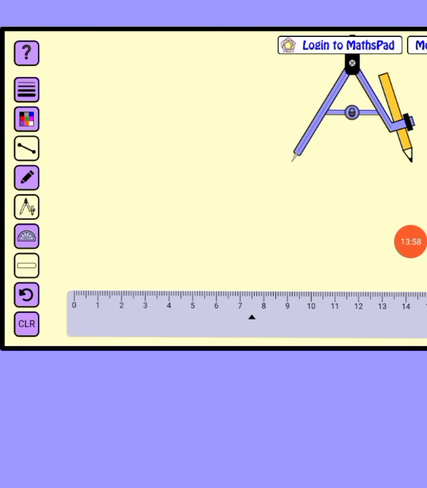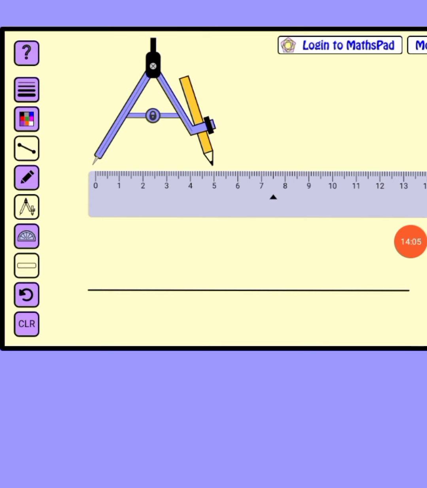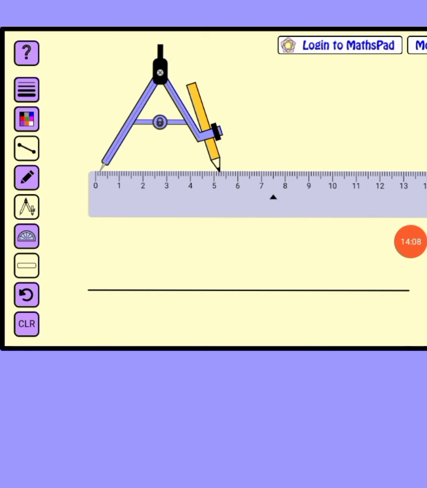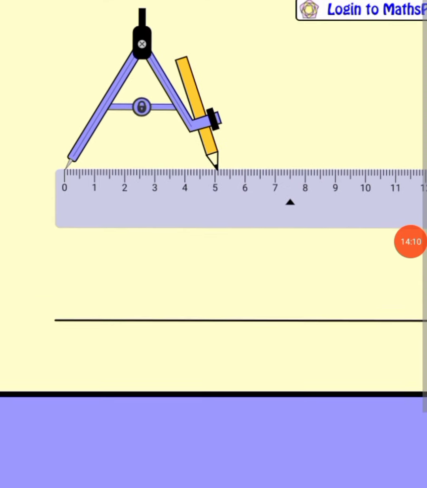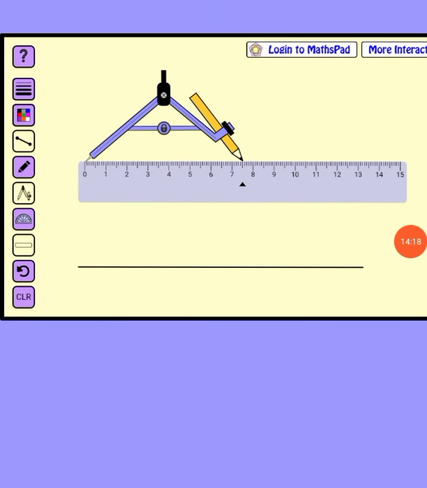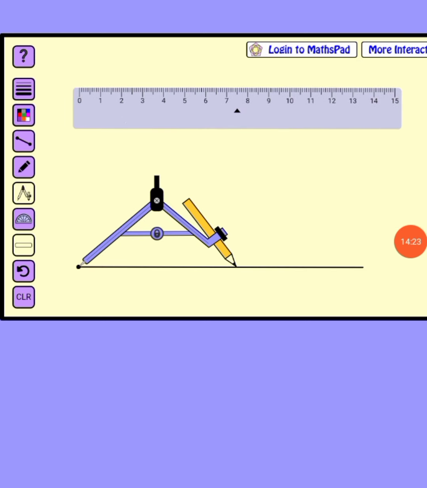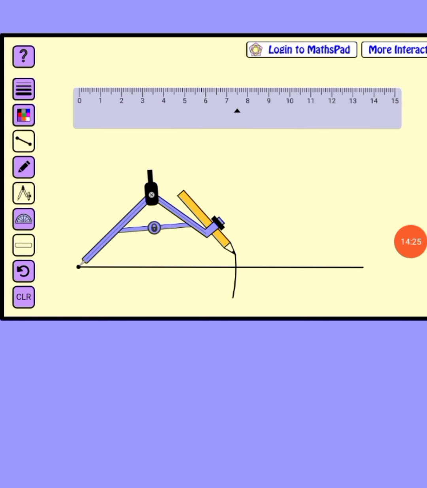First I will draw a line of any measurement. Then I will take 7.5 centimeter on my compass, and then I will be drawing this point. This is BC. As I said, this is B and this is C. So angle C is 60 degree.